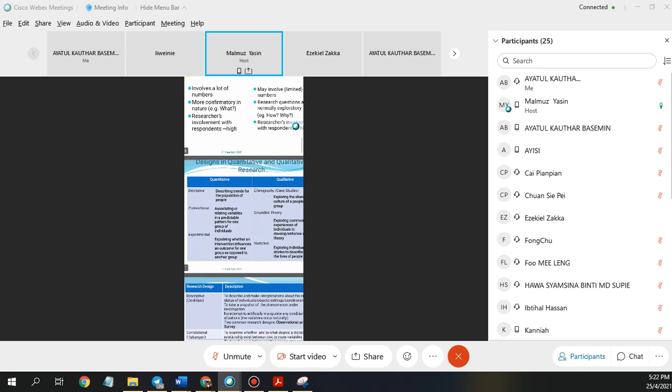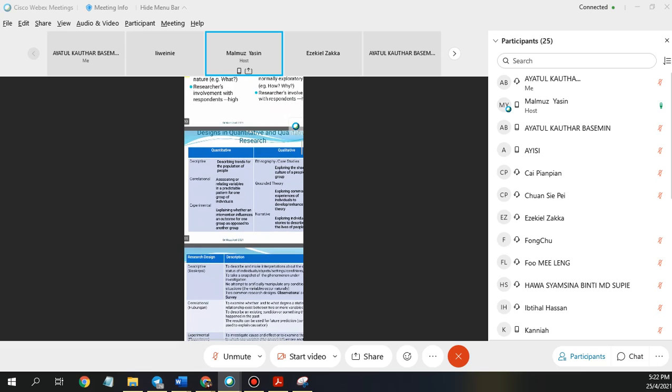Okay, for the designs, because today I am supposed to talk about quantitative, the three important designs are descriptive, correlational, and experimental. In our faculty, we don't have a lot of experimental, except in some fields like psychology, or multimedia, using some software to intervene in a problem. In my field, I don't have a lot of experimental.